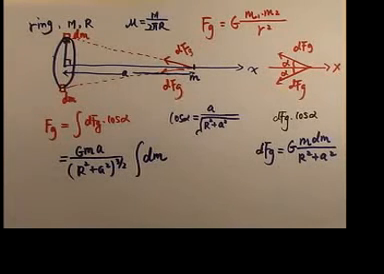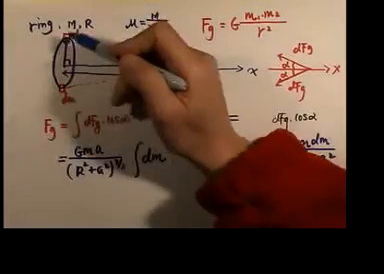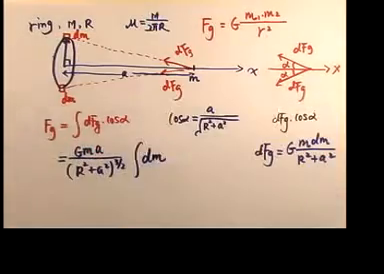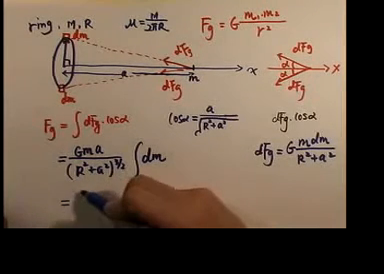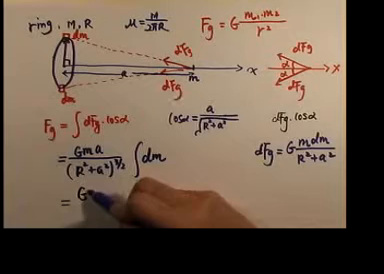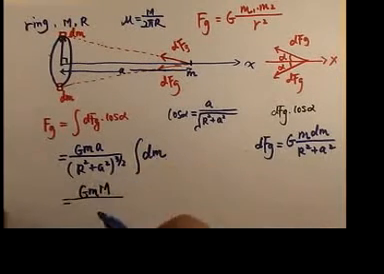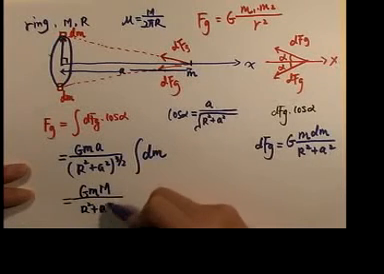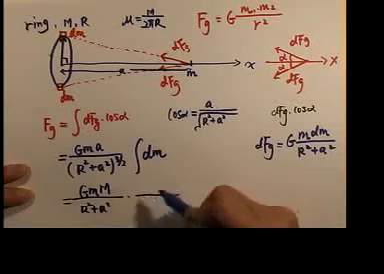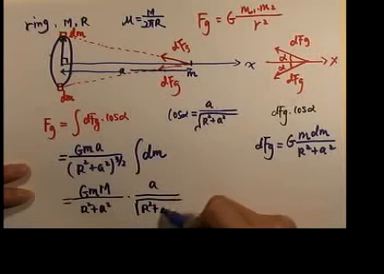So it is very interesting. The summation, which is an integral, comes down to adding all the dm. You add all the dm on the ring, and that's the total mass of the ring, capital M. So the result is G, little m, capital M, over r squared plus a squared, times a divided by the square root of r squared plus a squared.